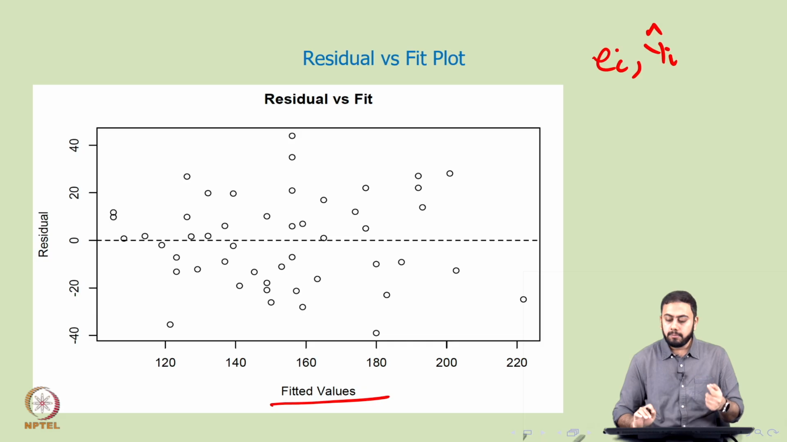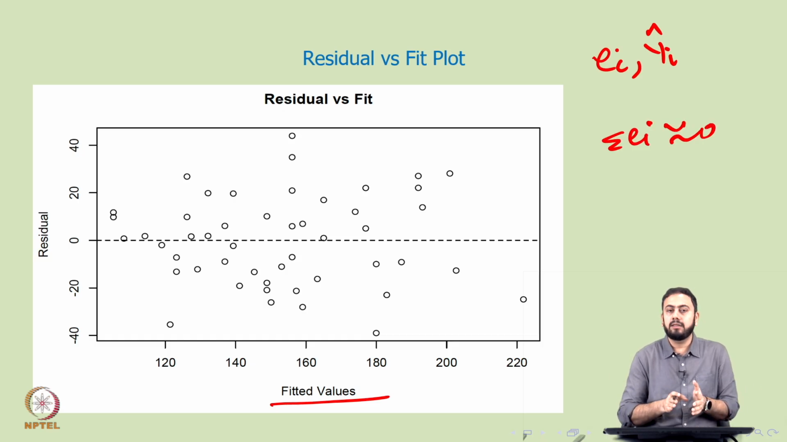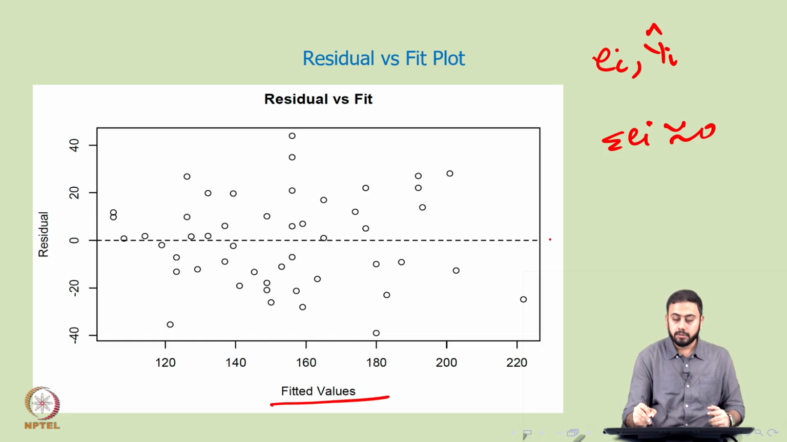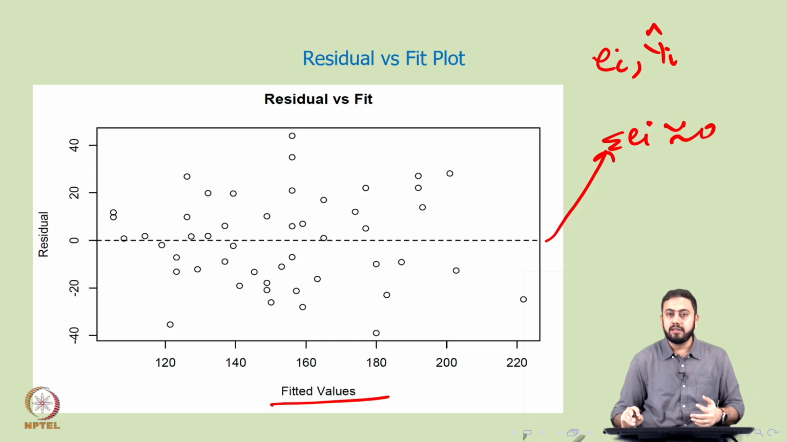Now remember, there is an assumption that the summation of e_i is close to 0. We discussed this a number of times before: there would be some error points above the line and some below the line. So summation e_i is roughly close to 0, and this is exactly what you see in the scatter plot here. The horizontal line drawn at 0 denotes this property. If you plot residual versus fitted values, all the points should be randomly scattered around that horizontal 0 line.